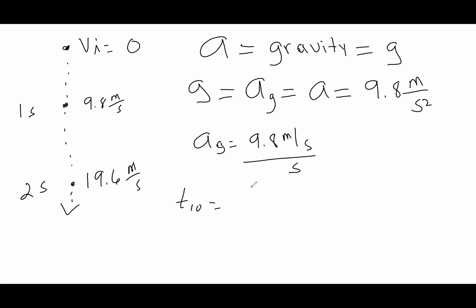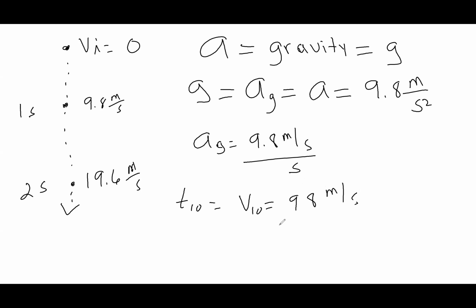So it means 10 seconds later, the speed is now 98 meters per second, because 9.8 times 10. That's what it means. So I hope you understand now what is meant by constant acceleration free fall.